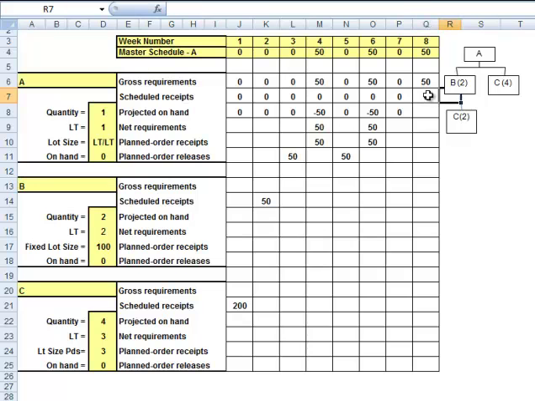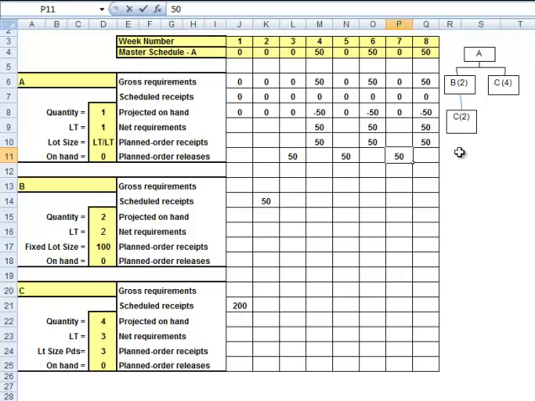Forgot to put that 0 there. Let me add that in. So we have another negative 50 once again. And our net required will be 50. So our planned order receipt will be 50. And our planned order release will be 50 in time period 7. So this completes the planning for level 0.